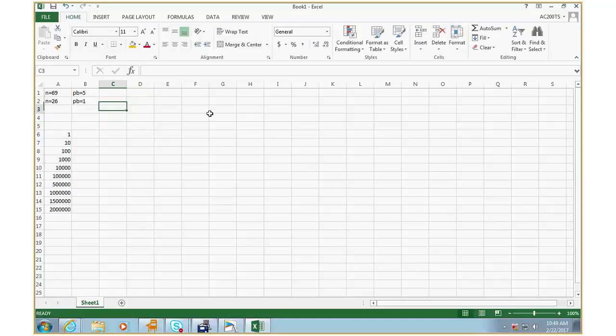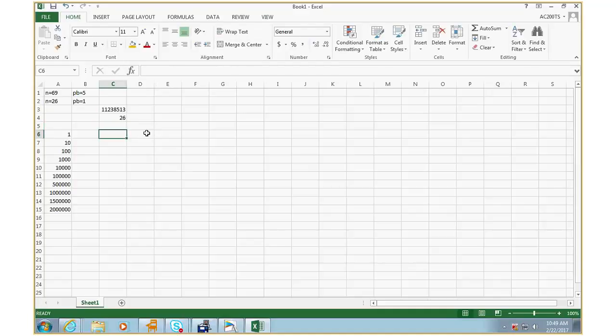And we say that the first one is equal to 69. Well, combine, COMBIN. There it is. And it's supposed to ask for parentheses. 69, comma 5, right? And then the same thing, Control C, Control V, and then change this one to 26, combination of 1, which would be 26.